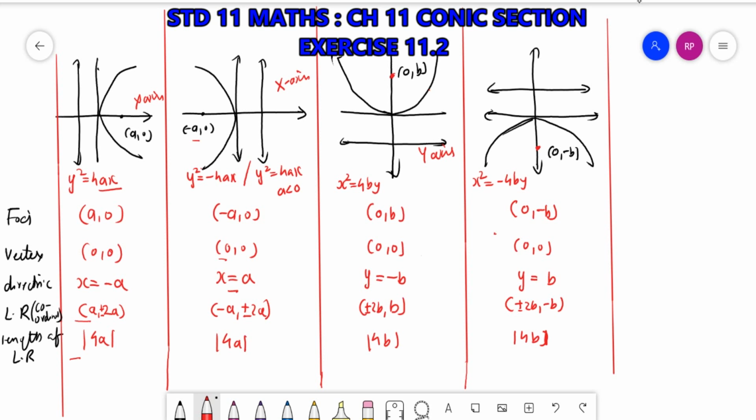Vertex, both cases (0, 0). In the first case, the directrix will be y equal to minus b. In the second case, y equal to plus b. The coordinates of latus rectum: here the y-coordinate will be b and x-coordinate plus minus 2b. And in this case, y-coordinate minus b, x-coordinate plus minus 2b. Length of latus rectum, in both cases, will be modulus of 4b. Clear? So these are the various types of parabolas in various regions. So note down this chart.